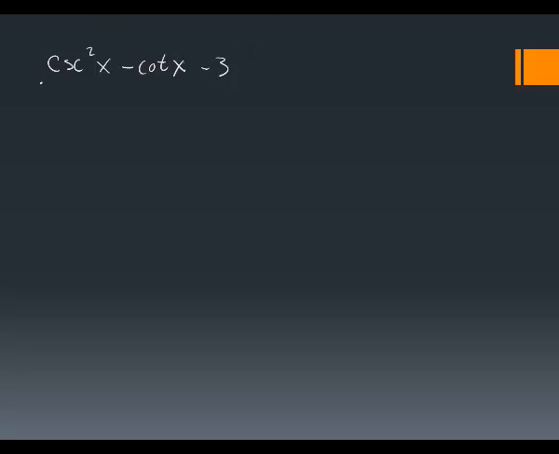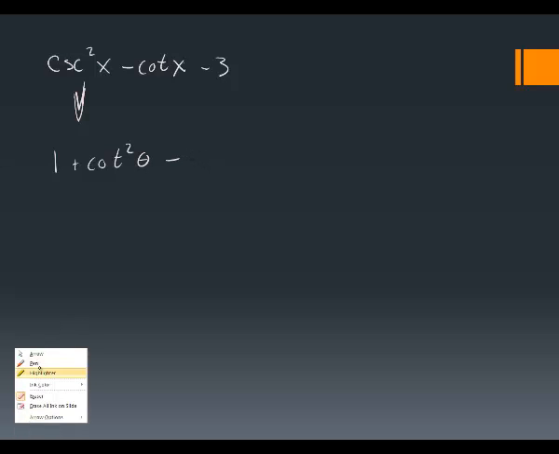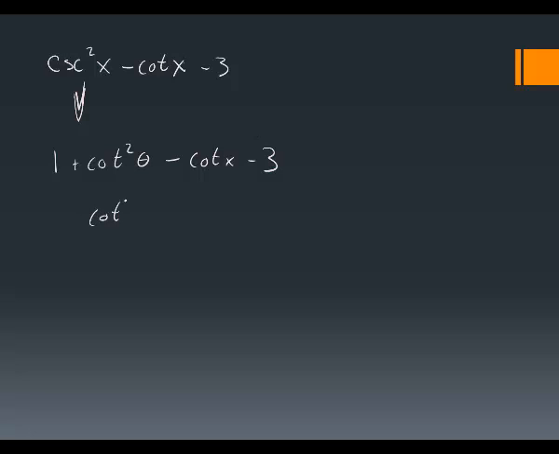All right, so we have an identity that we can change here, so these will work out nicely. So let's go ahead and change this. Let's change this to 1 plus cotangent squared theta minus cotangent x minus 3. And then we can rewrite this as cotangent squared theta minus cotangent x, and now we can combine this as minus 2.